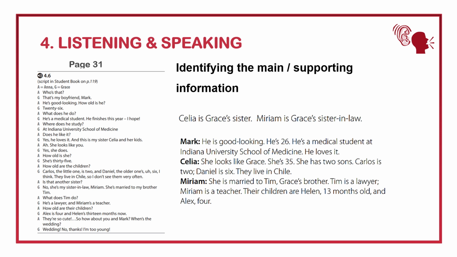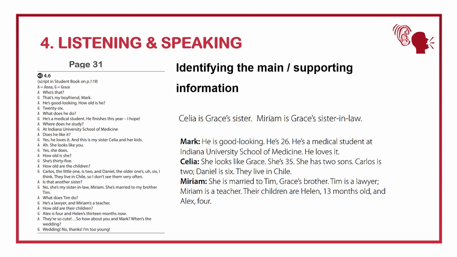She looks like you. Look like is a verb here. She looks like you means she has a similar appearance to you. Maybe she has the same eyes, the same hair color, same nose, same skin color, so the same appearance. Yes, she does. How old is she? She's 35. How old are the children? Carlos, the little one, is 2, and Daniel, the older one, is 6, I think. They live in Chile, so I don't see them very often.